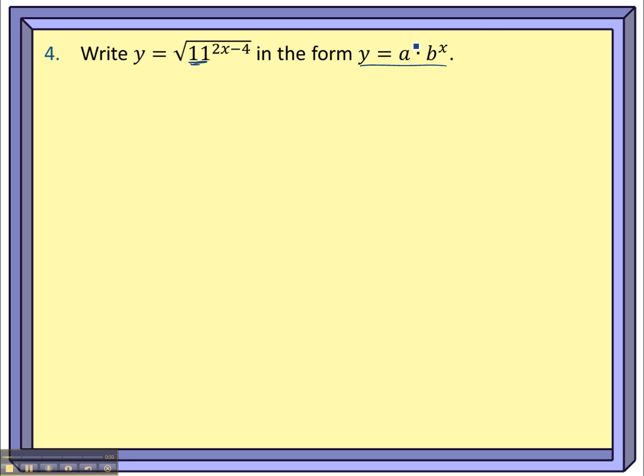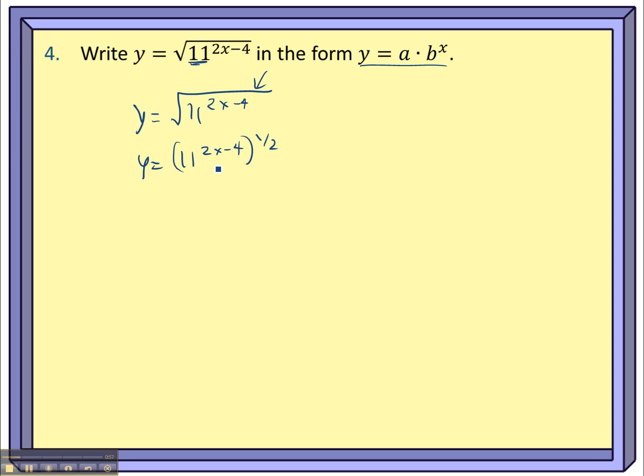And then we have a number a that's being multiplied times the whole thing out front. So when we take our equation, square root of 11 to the 2x minus 4, first thing I'm going to do is get rid of this square root. And the square root is an exponent. It's the same thing as the 1/2 power. So y equals 11 to the 2x minus 4, all raised to the 1/2 power.